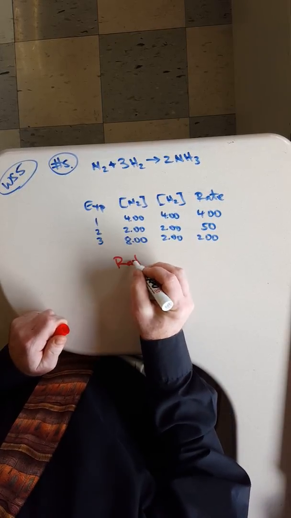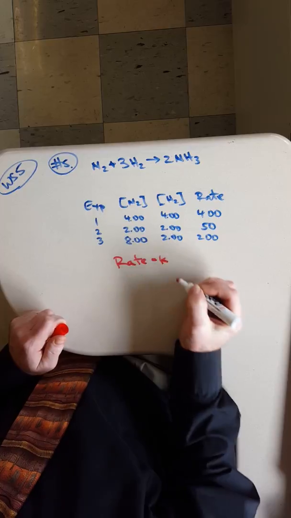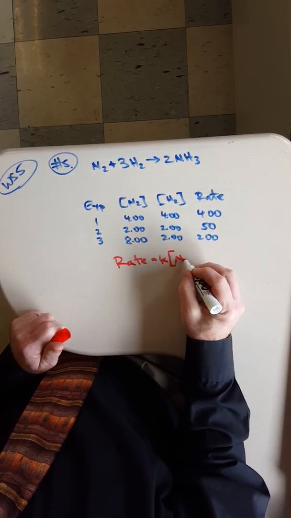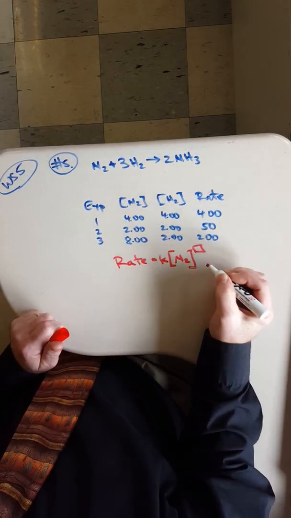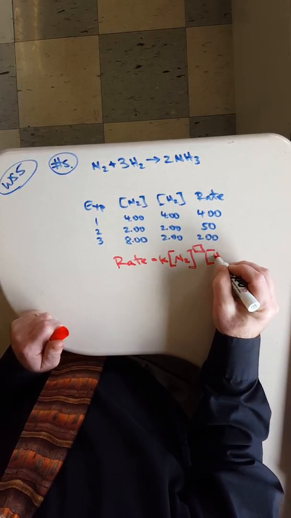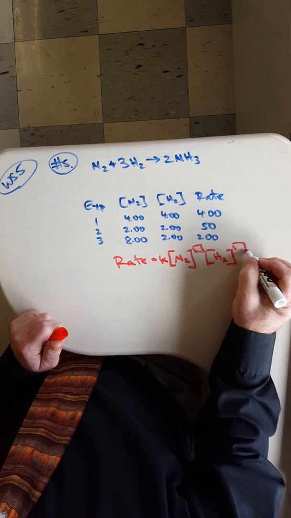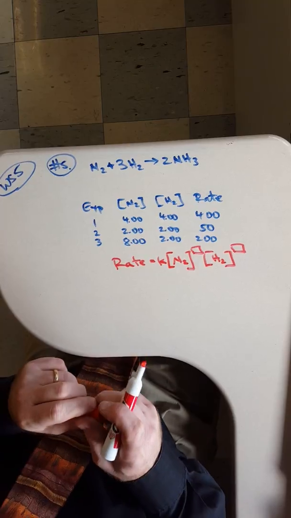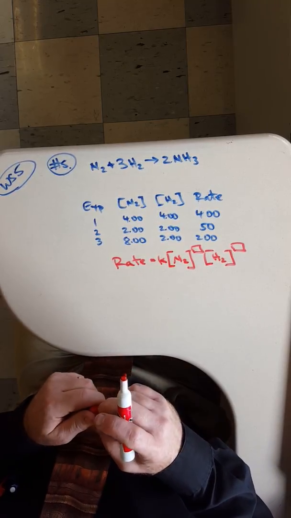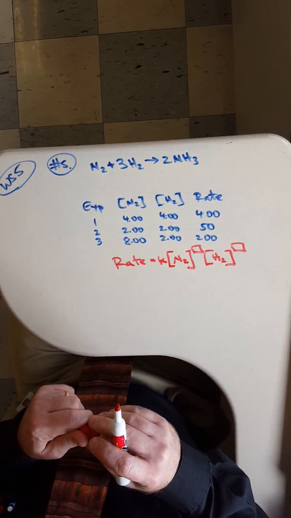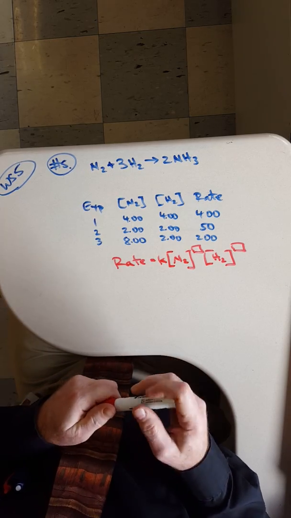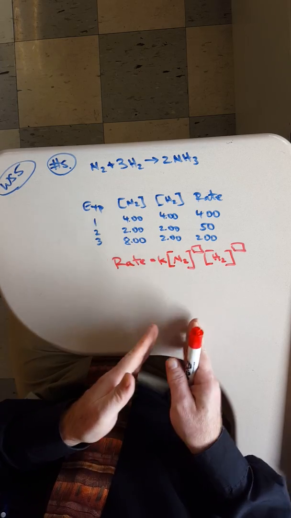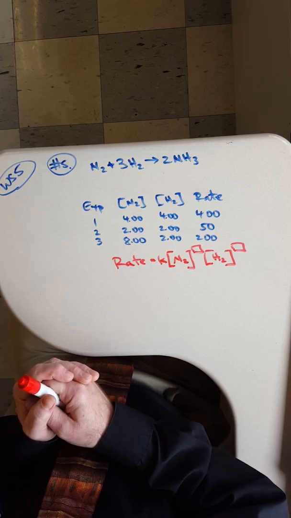The rate is equal to some lowercase constant k. First reactant is N2 to some order. Second reactant is H2 to some order, and we're going to solve for those orders. I look for a series of experiments where I change one thing and only one thing. And in a well-designed series of experiments, I would first alter the concentration of hydrogen. Then I would leave hydrogen alone, and I would alter the concentration of nitrogen.